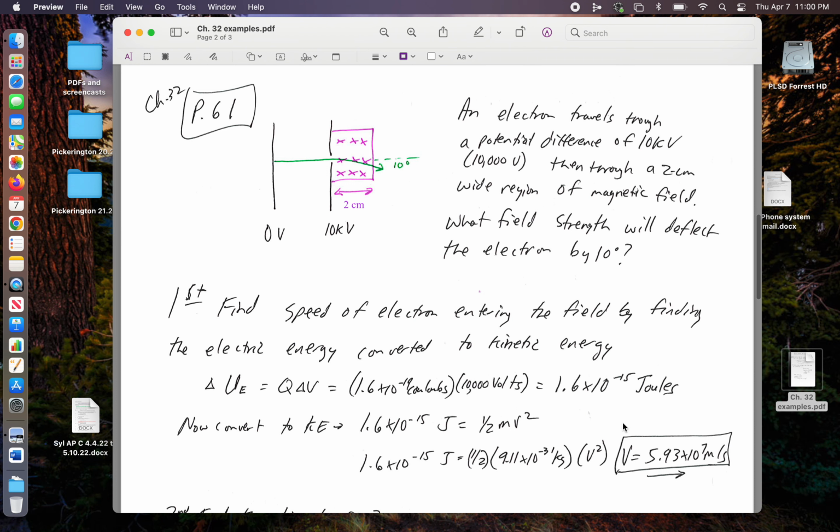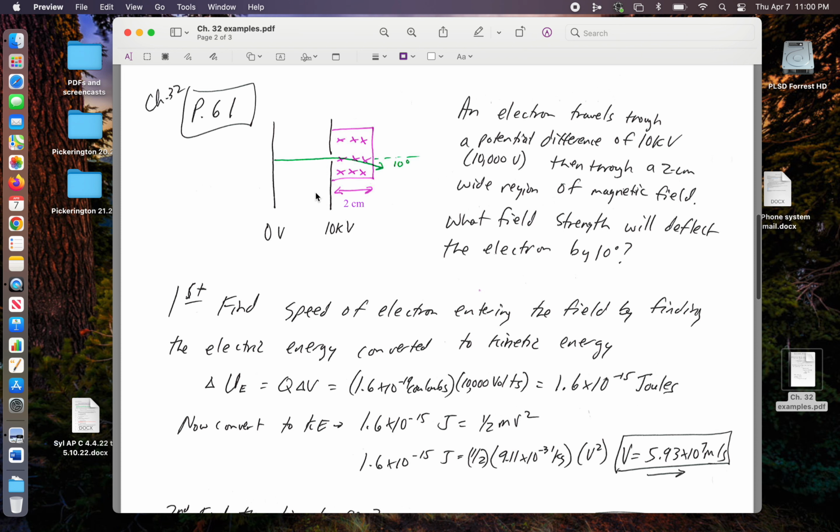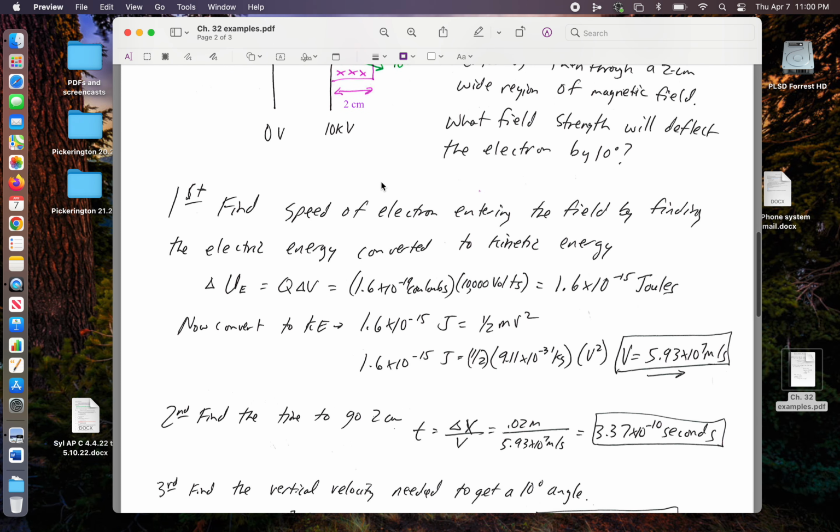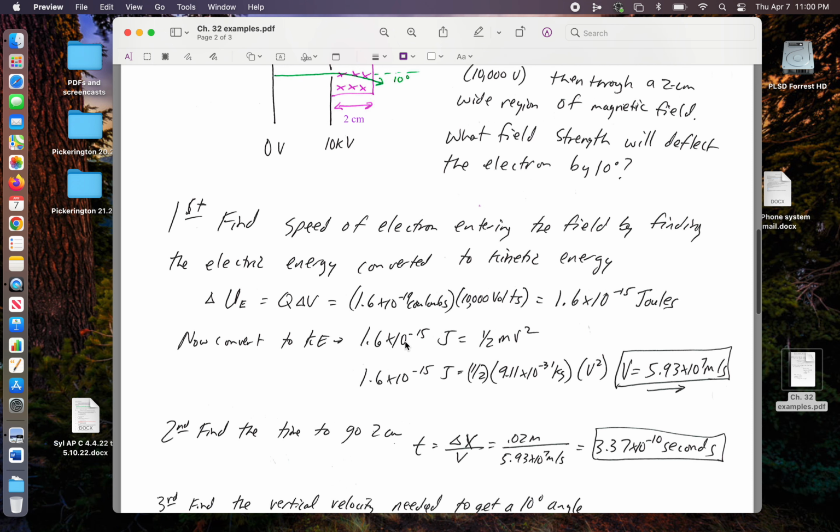At any rate, the next thing I need to do is, if it's going that fast, I need to figure out how much time it's going to take to cross this. So I can use a very simple formula. V is equal to delta x over t, so t is equal to delta x over v. I know that distance is 2 centimeters, and the speed horizontally. So I get 3.37 times 10 to the negative 10th seconds to cross that.